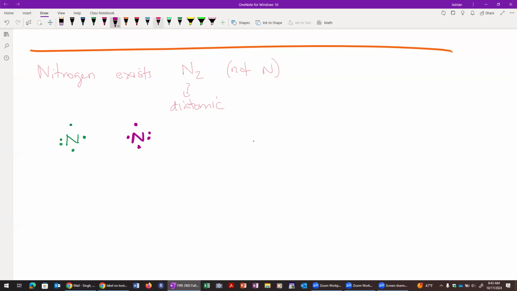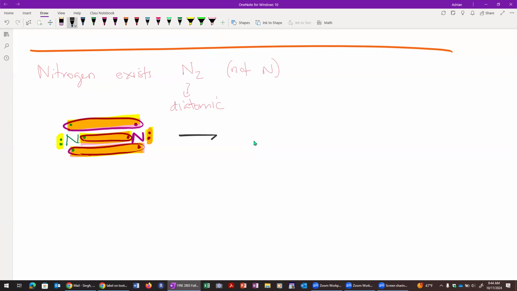Guess what they can do to help each other out? They can start sharing one pair of electrons, another pair of electrons, and then a third pair of electrons between them. So now the N on the left is going to have 2, 3, 4, 5, 6, 7, 8. That N's happy. The N on the right has 2, 3, 4, 5, 6, 7, 8. So it is also happy.